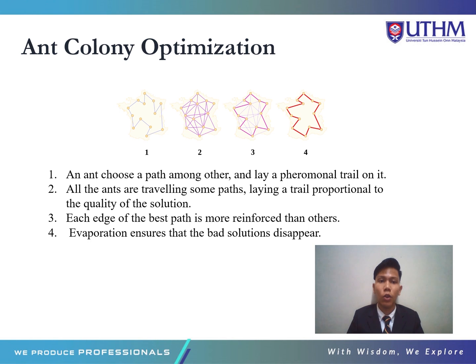Next is ant colony optimization. It consists of 4 steps. First, ants choose a path among others and lay a pheromone trail on it. Second, all the ants travel some path, laying off a trail proportional to the quality of the solution. Next, the edge of the best path is more reinforced than the others. Lastly, the evaporation ensures that the bad solutions disappear.